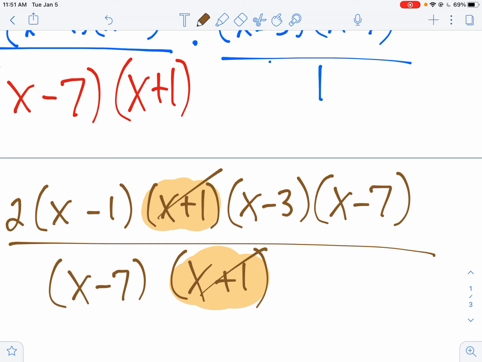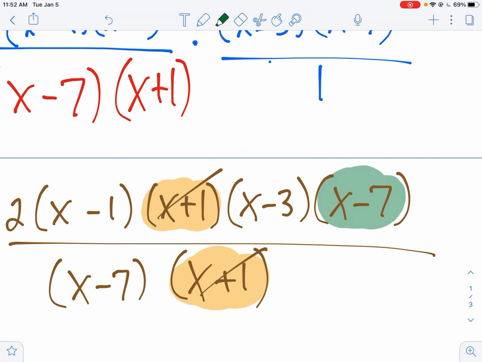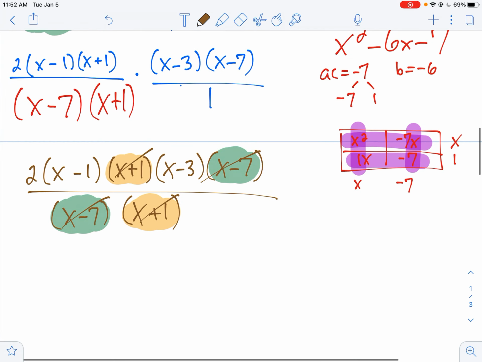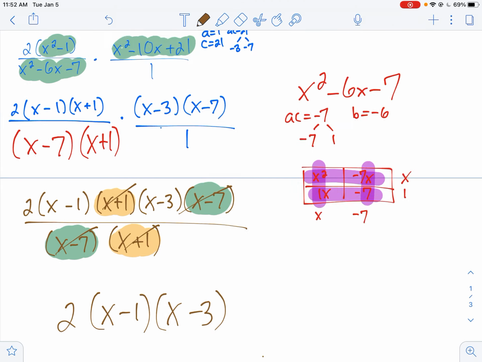Let's look for any others. Oh, okay. I also have x minus 7. Again, if I divide both of those, I just get 1, so they cancel out. And that leaves me with a final answer of 2 times x minus 1 times x minus 3.